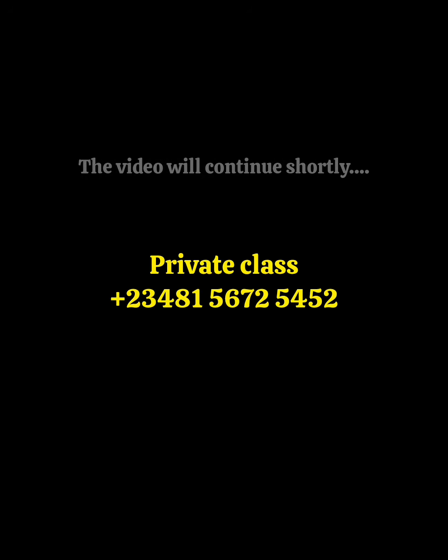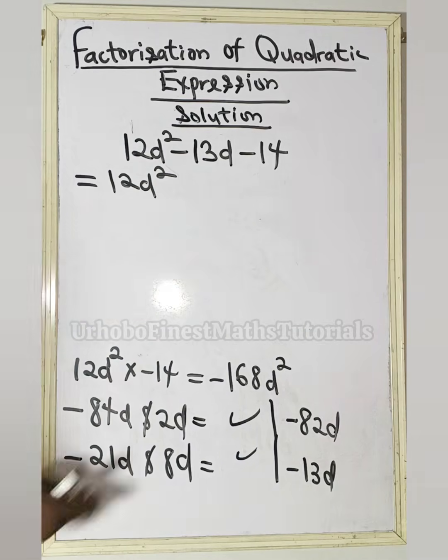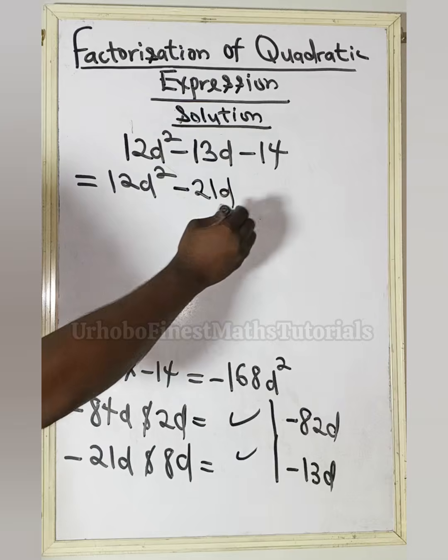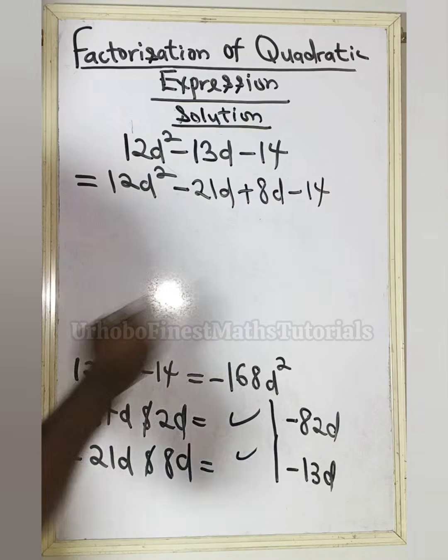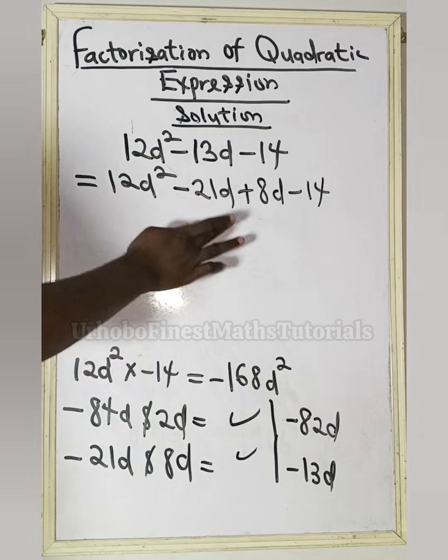12d squared, now instead of writing minus 13d here, we're going to replace this term with these two factors. Okay. So it becomes minus 21d plus 8d minus 14. Okay. So at this point, we have to what? Factorize.